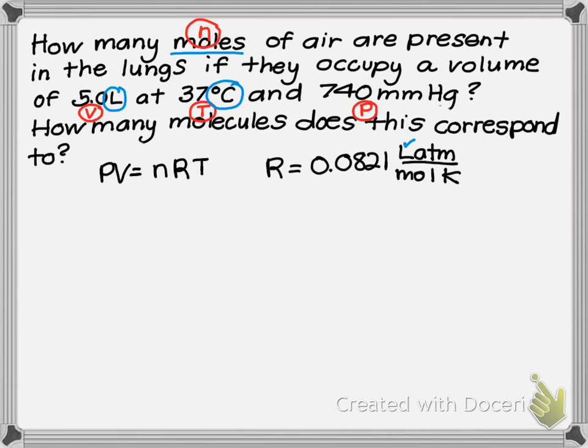All right, so this has degrees Celsius and this has Kelvin. So I need to convert that. I'm going to go ahead and write it down here. I need to go 37 degrees C plus 273. That is 310 Kelvin. Okay, I got that.